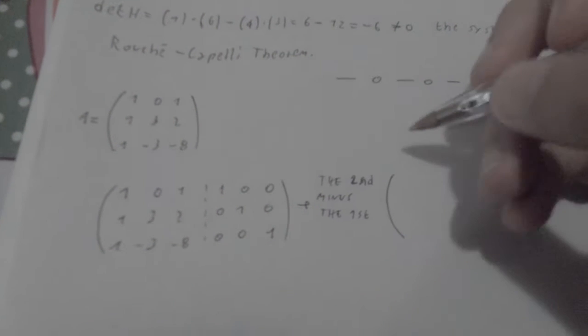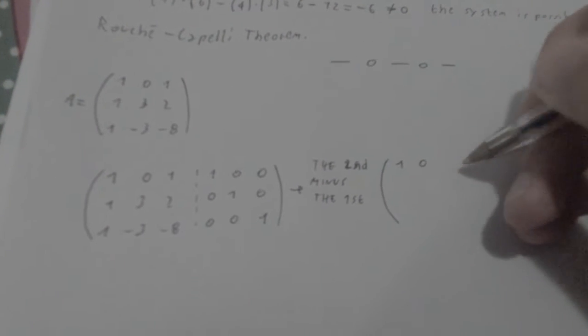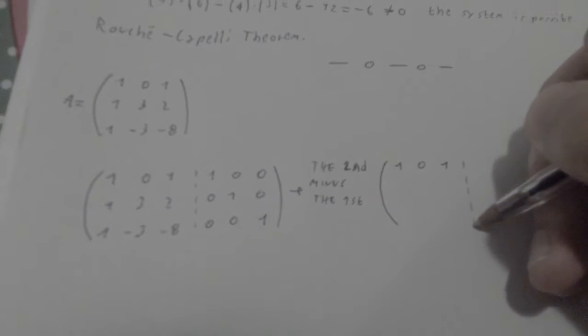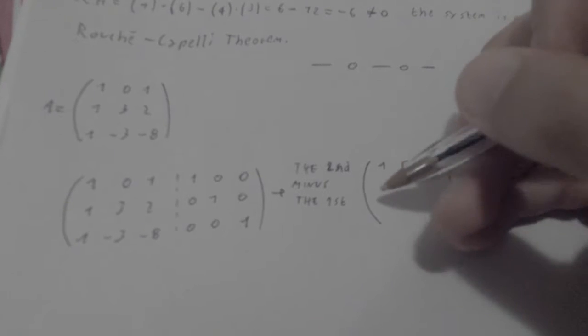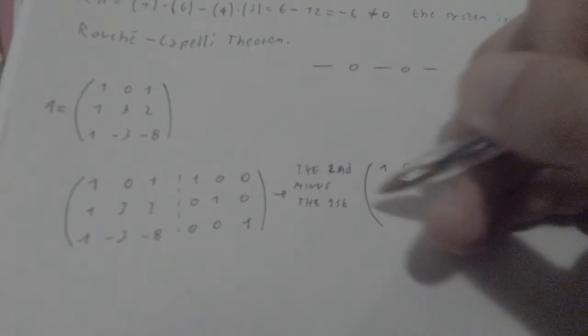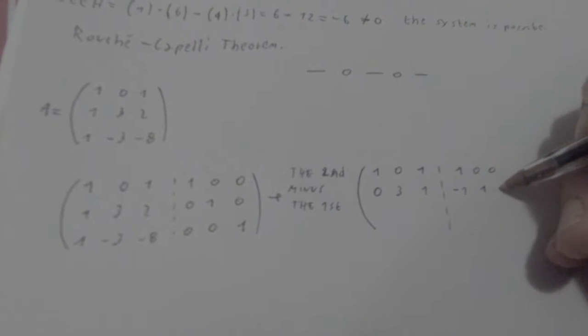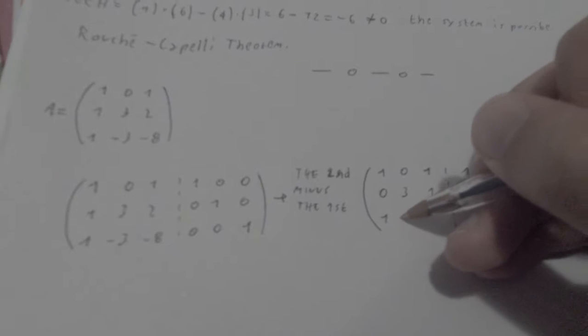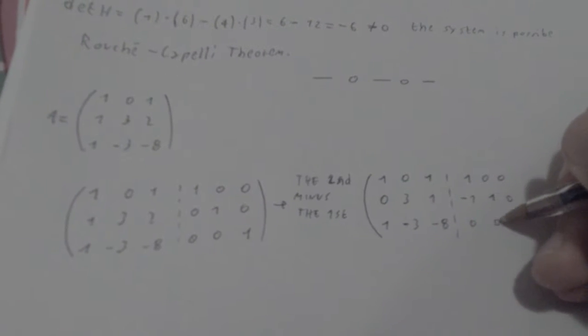Second minus the first one is going to give me, well, the first one is going to stay the same. 1, 0, 1, 1, 0, 0. Then I'm going to have the second one minus the first one. So 0, 3, 1, -1, 1, 0. And this one is going to stay the same. 1, -3, -8, 0, 0, 1.